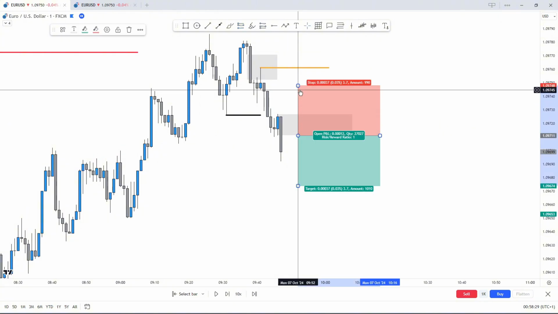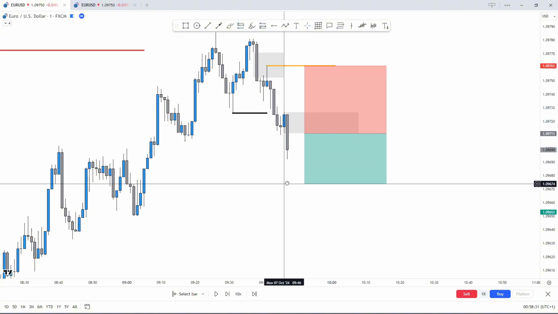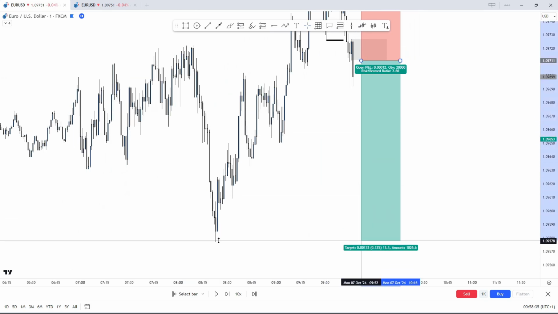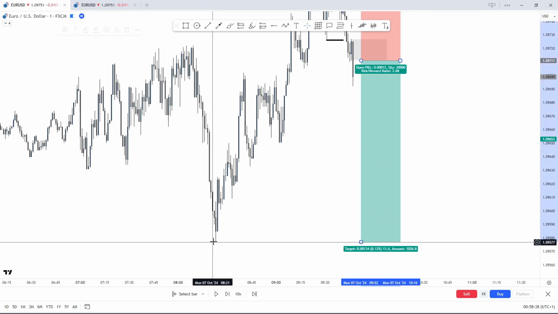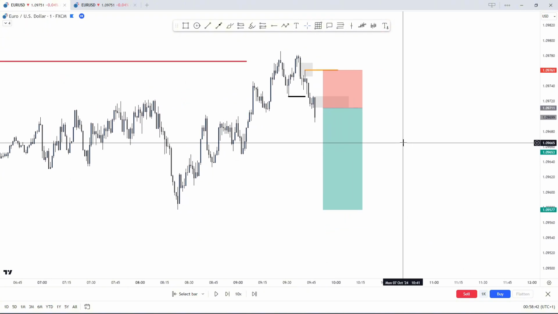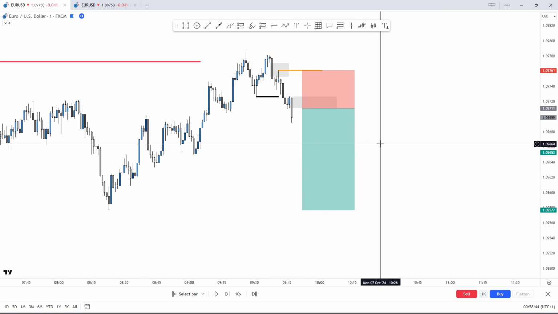We can enter from there. Our stop loss will go at the point of invalidation, and our TP will go at this low all the way down here, giving us a TP of basically 3 Rs, basically 2.7 Rs. And yeah, let's see how this trade goes.